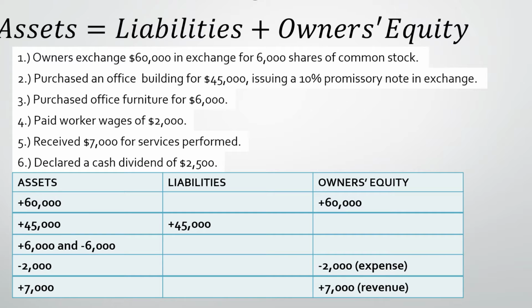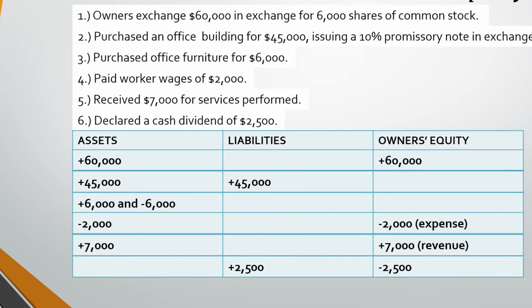And finally, we're going to pay ourselves a dividend of $2,500. So the assets of the company are unaffected. We're just declaring the dividend. We will pay a dividend. So that creates a liability and our equity goes down. Once you get good enough at this, it's easy enough. We're now going to complicate things a bit by introducing debits and credits.